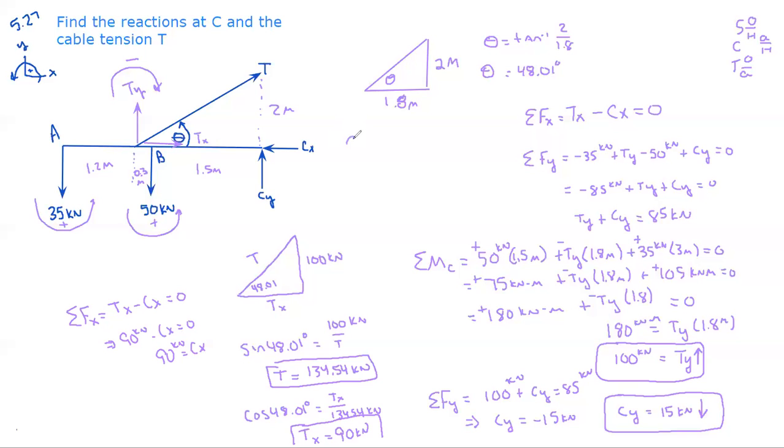So I'll put it all together over here for us. CX is 90 kilonewtons going to the left, CY is 15 kilonewtons going down, and the tension of the cable is equal to 134.54 kilonewtons at an angle of 48.01 degrees.